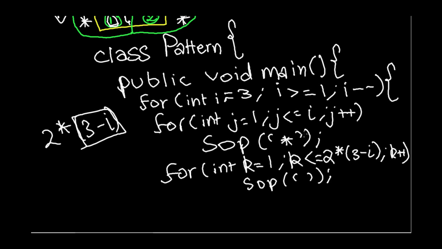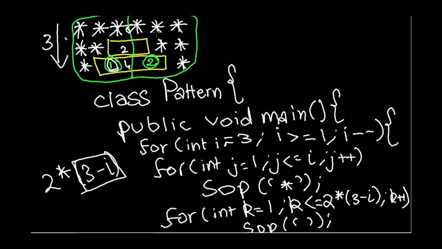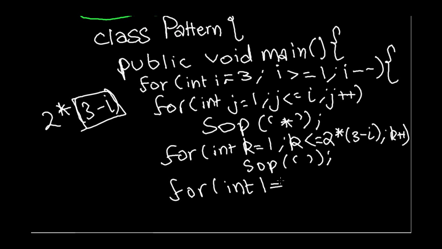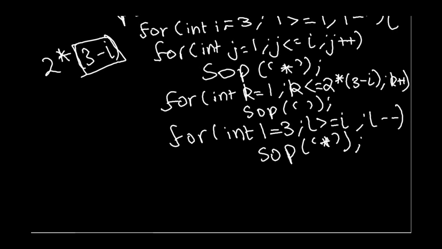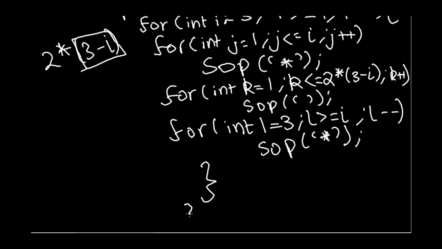Now last loop, it's the same thing, just printing a star. So it goes from for int L, and notice here you're counting down 3, 2, 1. So here we go from 3, L greater than or equal to I, L minus minus, and here we print a star. So when I is 3 it goes from 3 to 3, I is 2 goes from 3 to 2, prints 2 stars, and the spaces are already getting printed. So here we close our function, close our class.